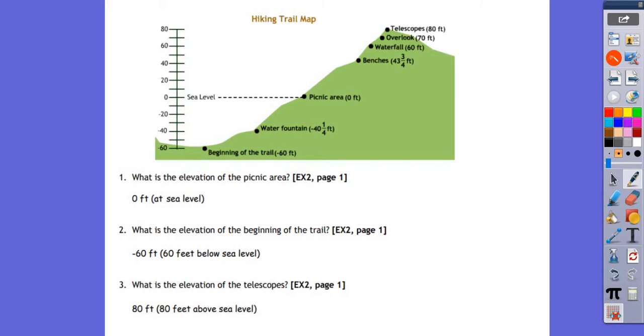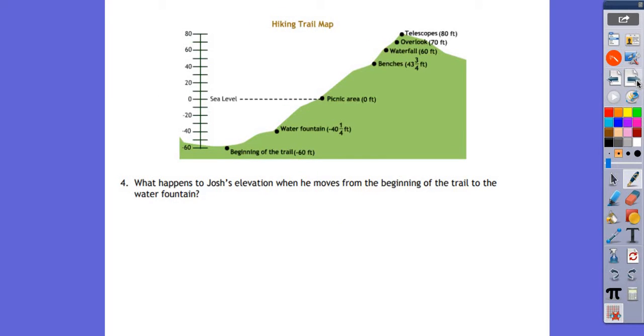Okay, let's take a look at number 4. And it says, what happens to Josh? So Josh is apparently going to hike this trail. What happens to his elevation if he starts at the beginning of the trail? Where is the beginning of the trail? So he's starting at negative 60. And he's going to the water fountain. Where is the water fountain? He's ending at negative 40 and 1/4.